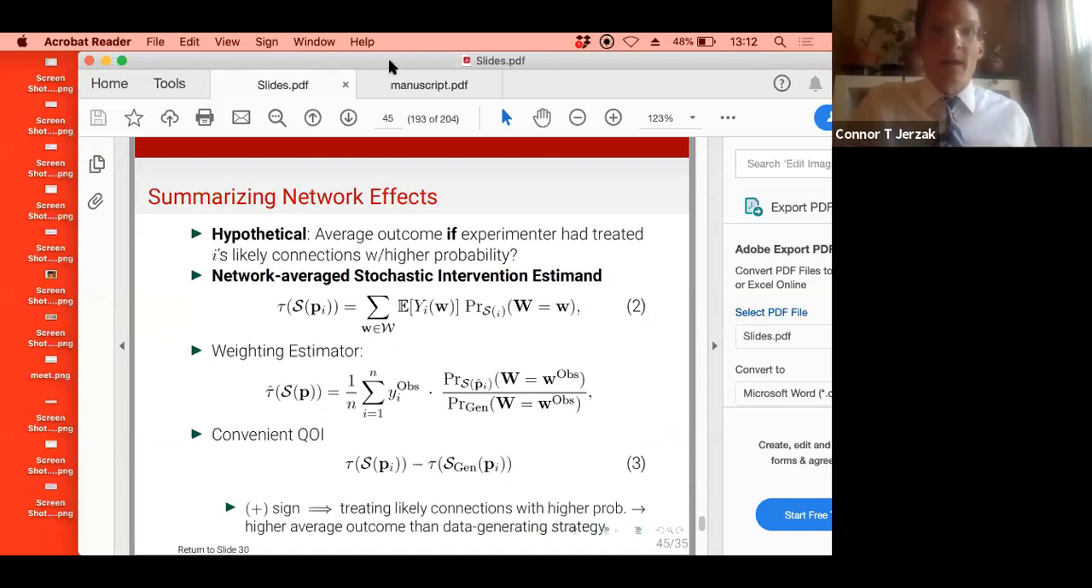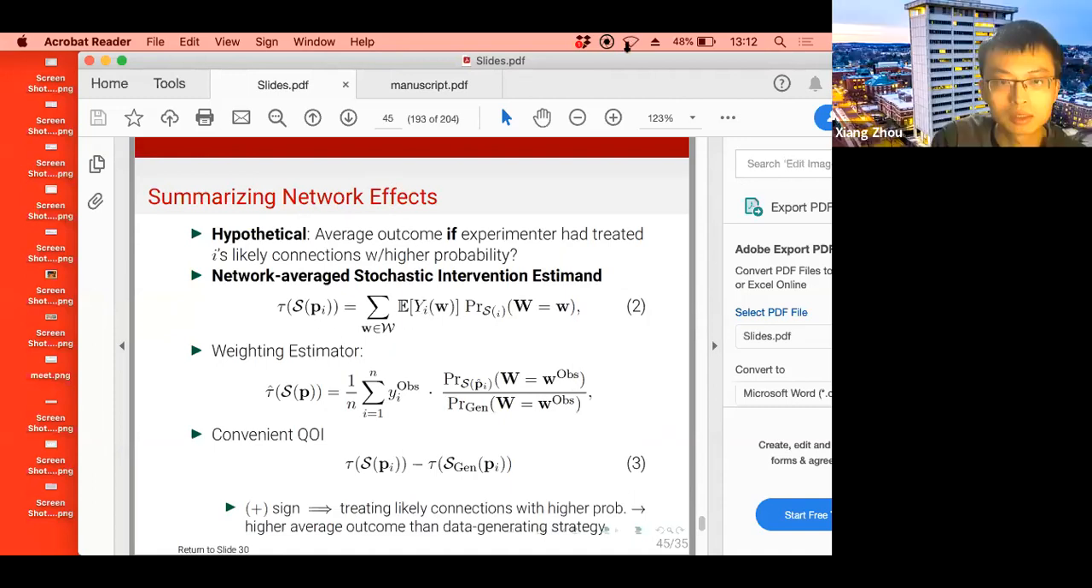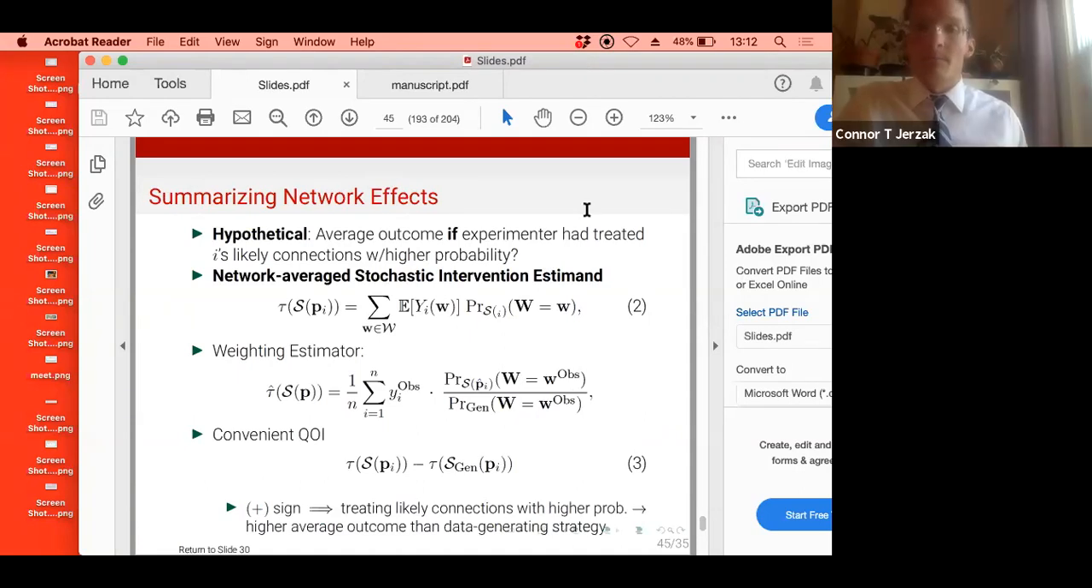No, I think that's right. I think the network effects here are being calculated in the stochastic interventions framework. So you might want to move these definitions to the beginning. Okay, that sounds good. Just to give some brief background, the hypothetical question that we ask in computing those effects is: what would the average outcome be if the experimenter had treated unit i's likely connections with higher probabilities? So we can think about that sort of thing.